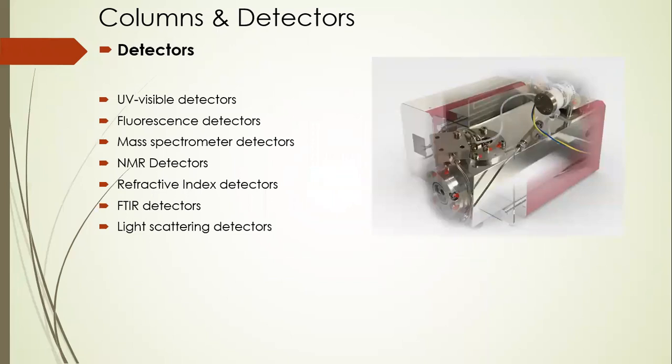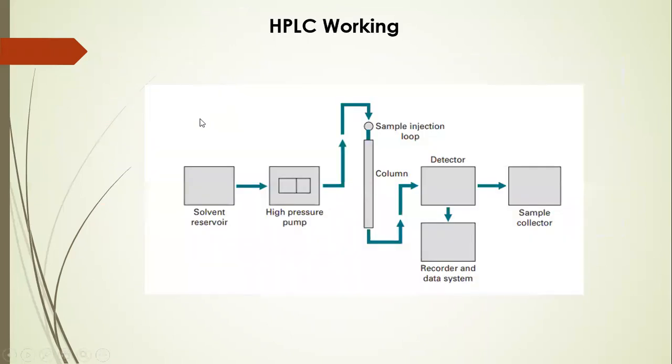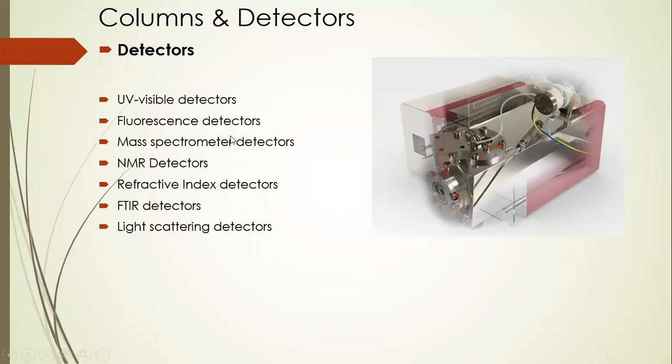Detectors. There are many types of detectors used in an HPLC system: UV visible detectors, fluorescent detectors, mass spectrometer detectors, NMR detectors, refractive index detectors, FTIR detectors, and light scattering detectors. Among all of them, UV visible, fluorescent, and mass detectors are the most commonly used.